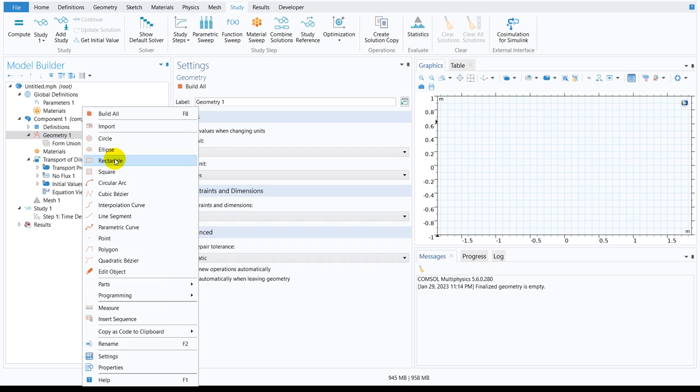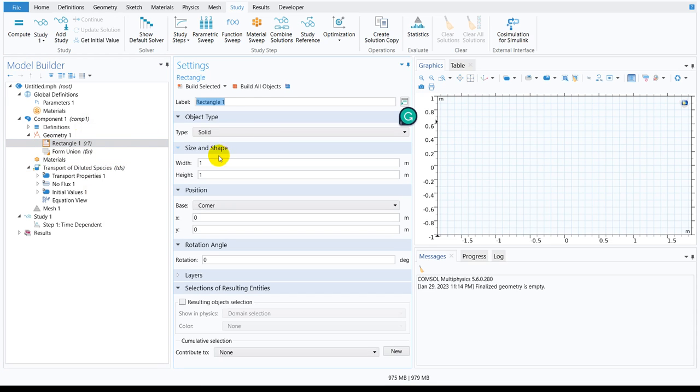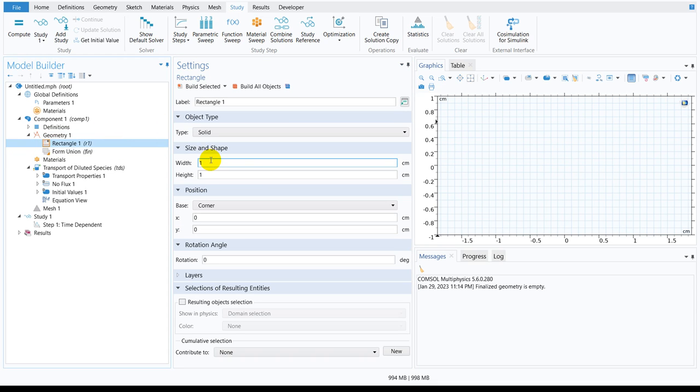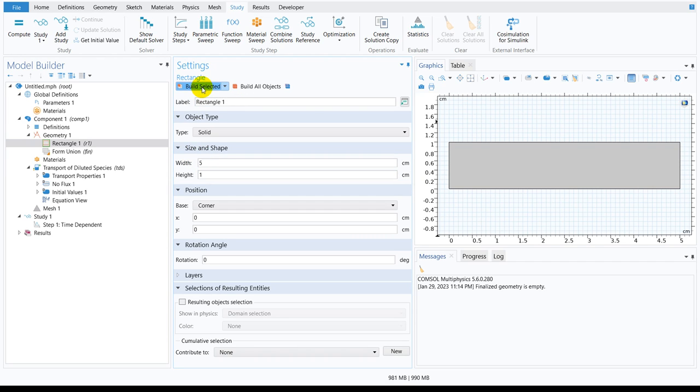Suppose we will take a simple geometry, say a rectangle, and let us make the geometry in centimeter. Say I have a rectangle of width 5 and height 1 centimeter. Yeah, that's fine.